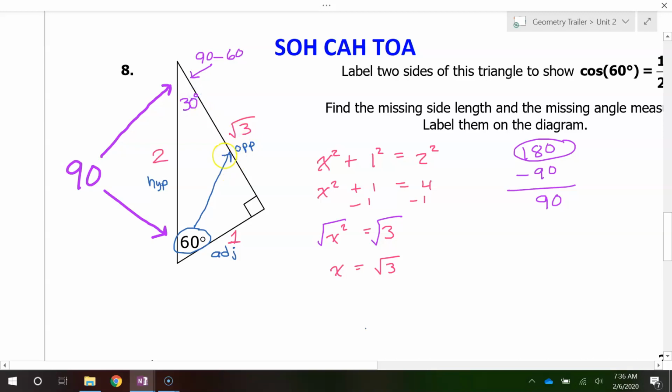All right, so from now on, I'm not going to add up all of the angles and subtract from 180. As soon as I see that I have a right triangle, I'm just going to subtract the one angle from 90 to get the other angle.